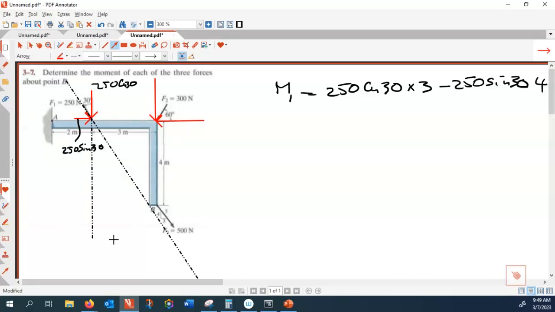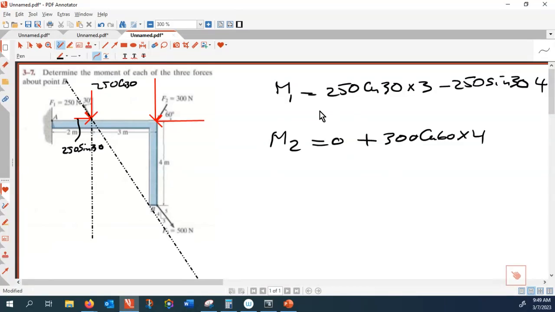0. Can you see? So from now on, if a force is passing through the center of rotation, it won't make any rotation. So the vertical one is easy. The vertical doesn't do any rotation. Only the horizontal one. Does it do a positive rotation or a negative rotation? That is counterclockwise, positive. Well done. So for M2, that is equal to 0 plus 300 cos 60, and the arm of rotation is 4. So that would make a positive rotation, right?